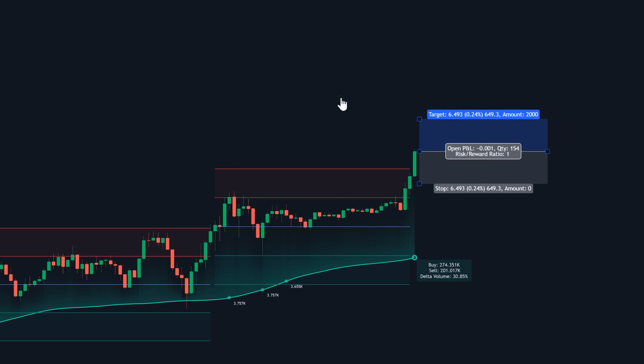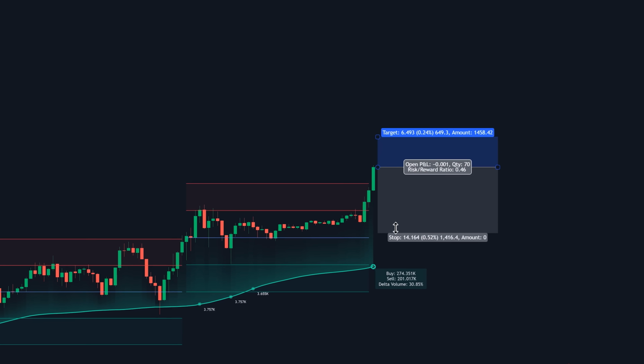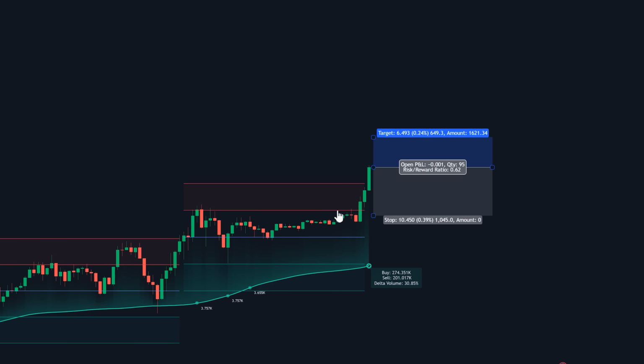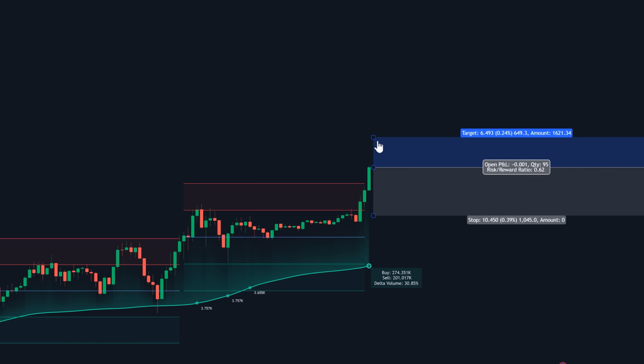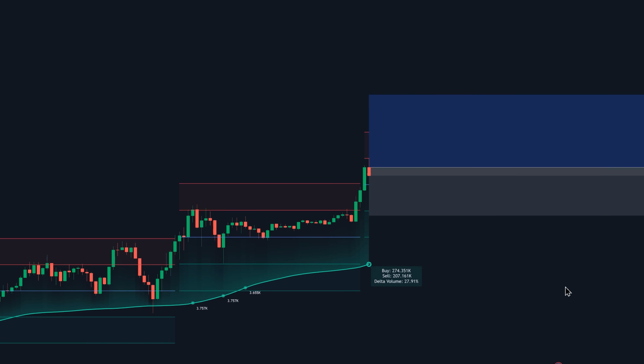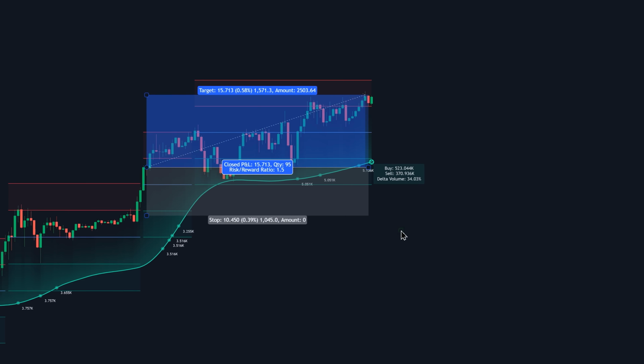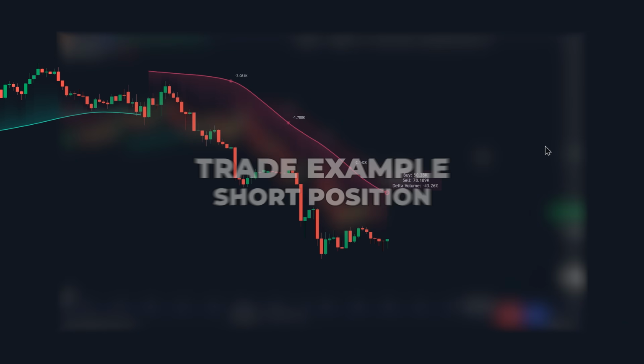The stop loss can go at the most recent swing low, but if it's too far, you can just put it under the resistance level. The take profit can be set at 1.5 times the risk. Letting the trade run, and as you can see, ladies and gentlemen, the trade was profitable. Now, for a short position, we're going to do the opposite.